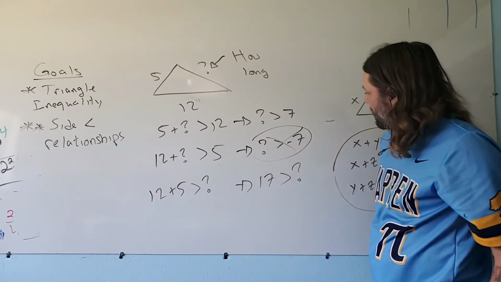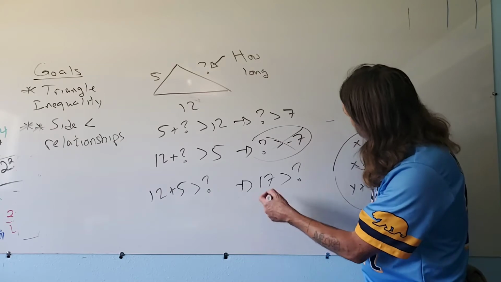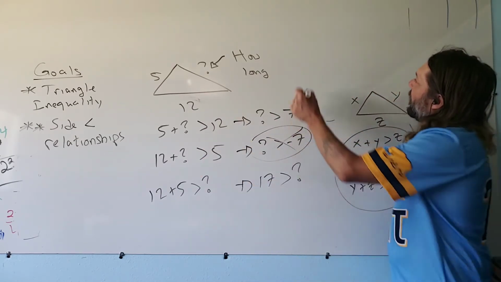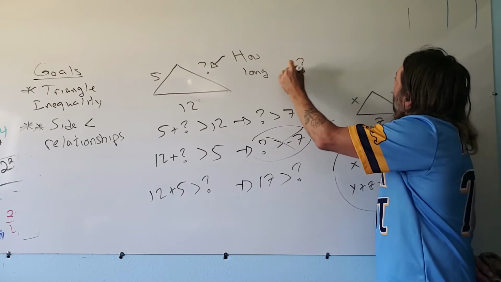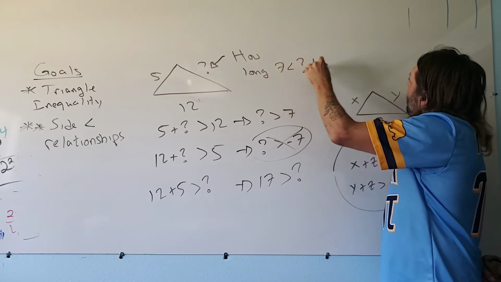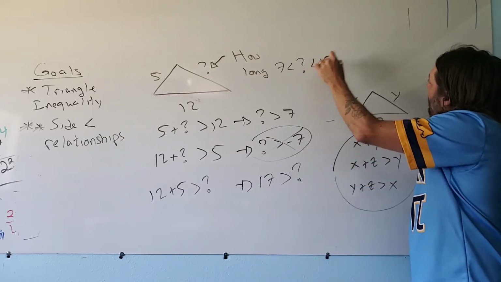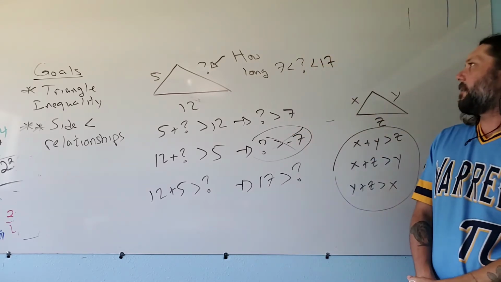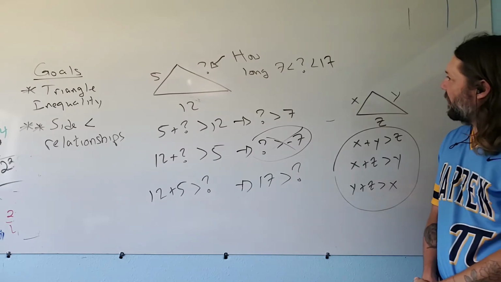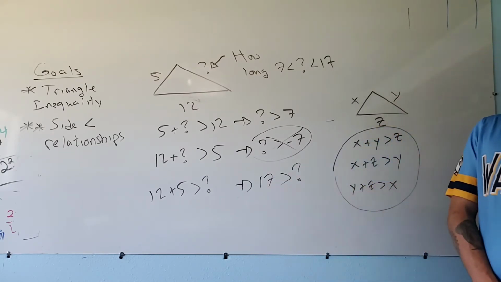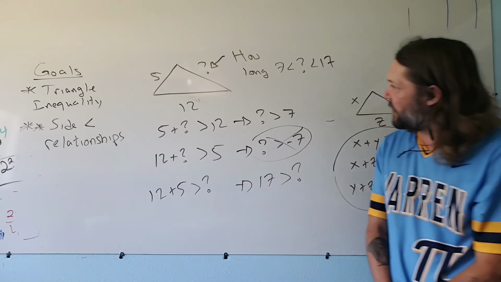You can actually make a compound inequality out of this. So this unknown length is allowed to be longer than 7, but not as long as 17. Okay, so that's how I would figure out how long an unknown side would be in a triangle using the triangle inequality concept. So I'm going to check that first idea off.